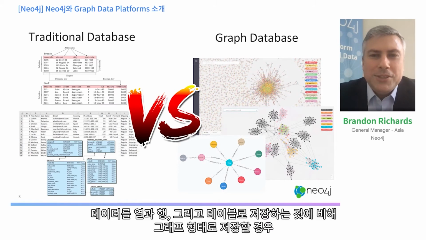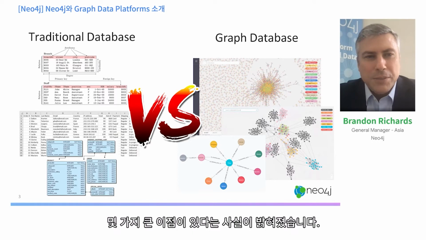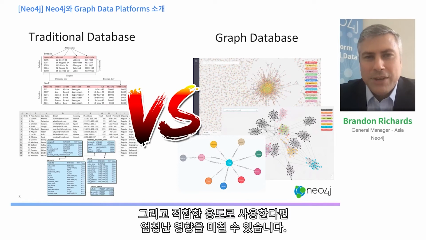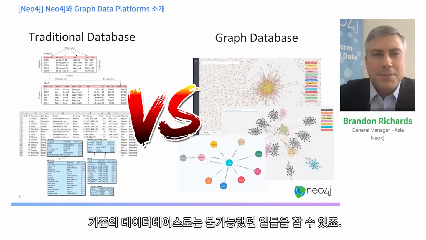It turns out that there are some significant advantages to storing your data as a graph as opposed to storing it in rows and columns and tables. And for the right use case, it can have a huge impact. It allows you to do things that you just could never do with a traditional database.